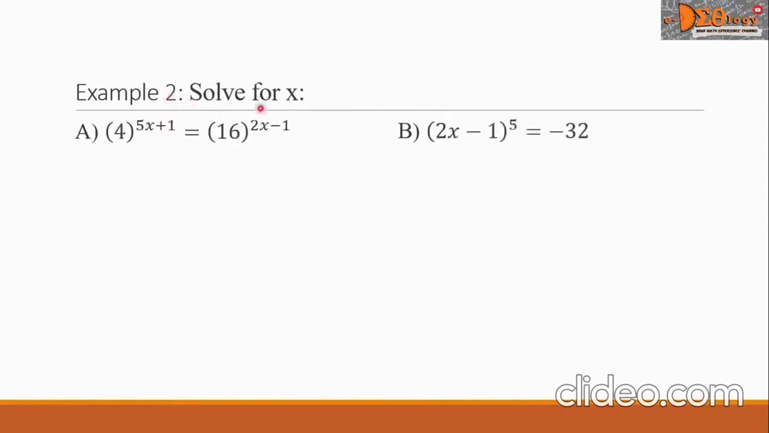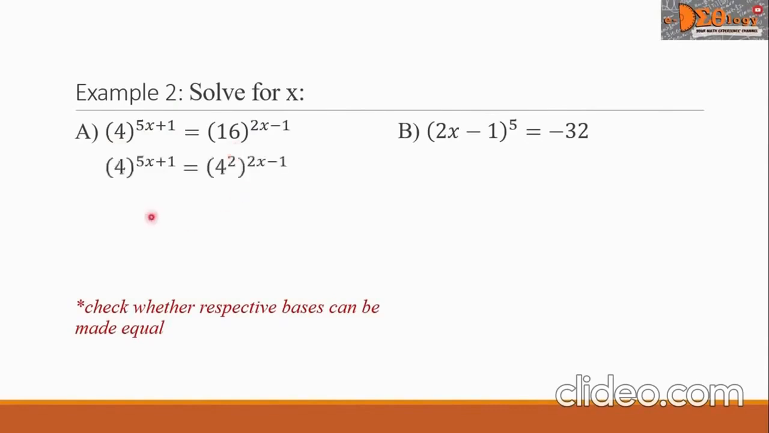Let's go to example 2, solve for x. We have two problems here, A and B. Let's begin with A. 4 raised to 5x plus 1 equals 16 raised to 2x minus 1. First, let us check if the bases can be made equal. We can see here, on the left side, the base is 4. On the right side, the base is 16. And we know that this 16 can be rewritten as 4 squared. So it will be like this now, the 16 becomes 4 squared, and the power 2 here, we can multiply with our exponent outside. So the 2 times 2x becomes 4x, 2 times negative 1 becomes negative 2.